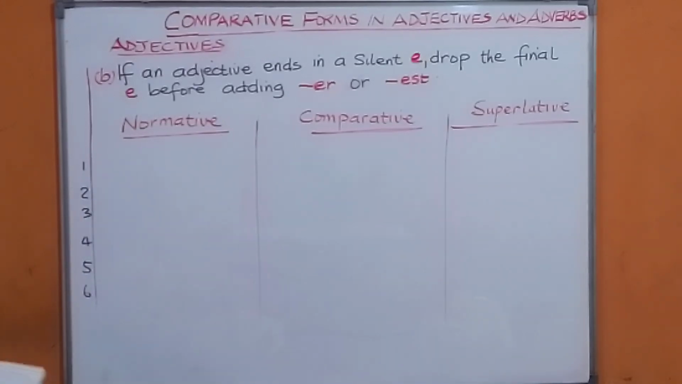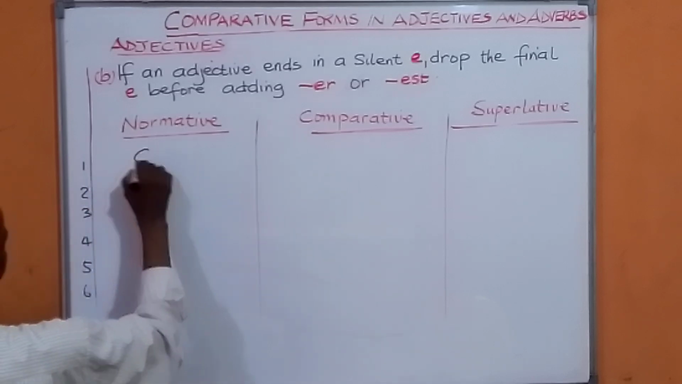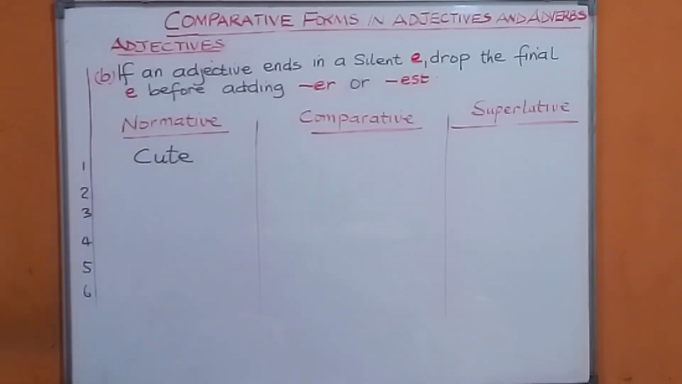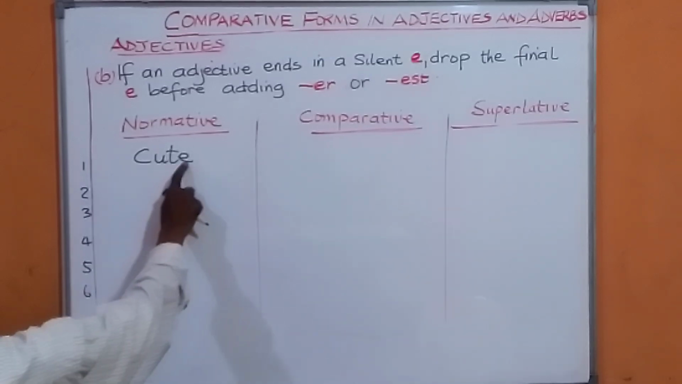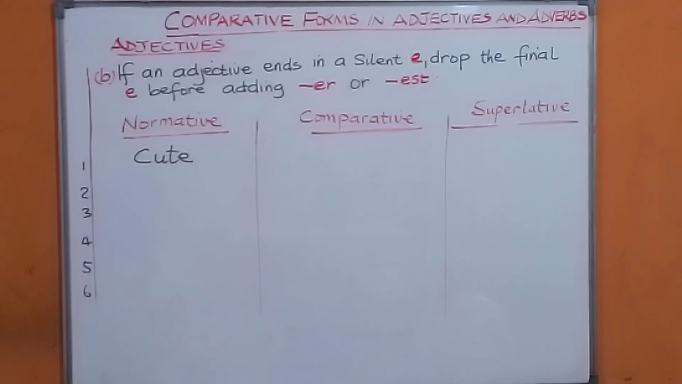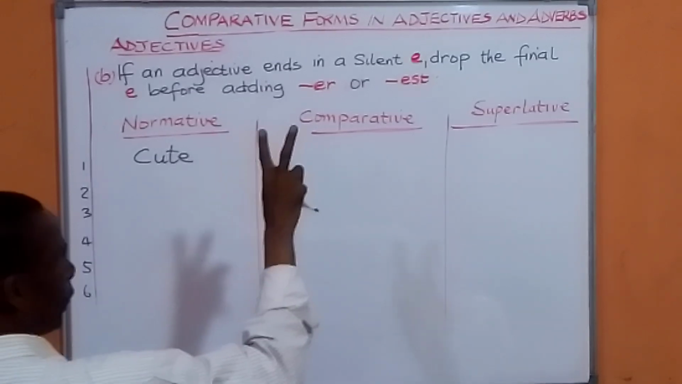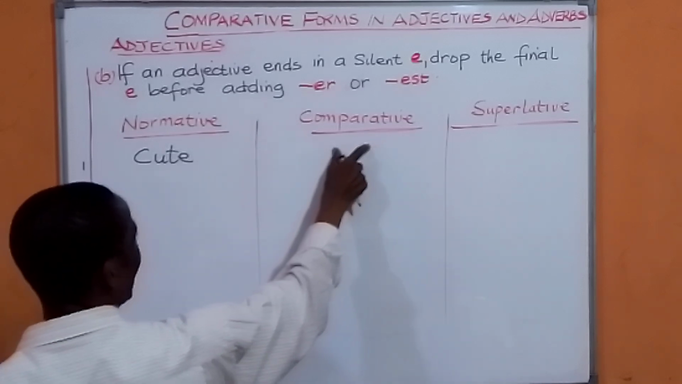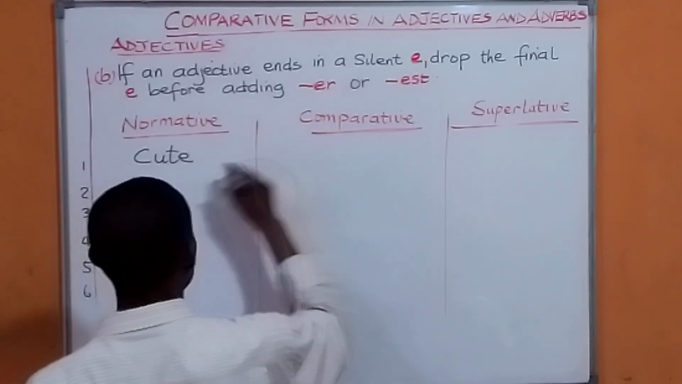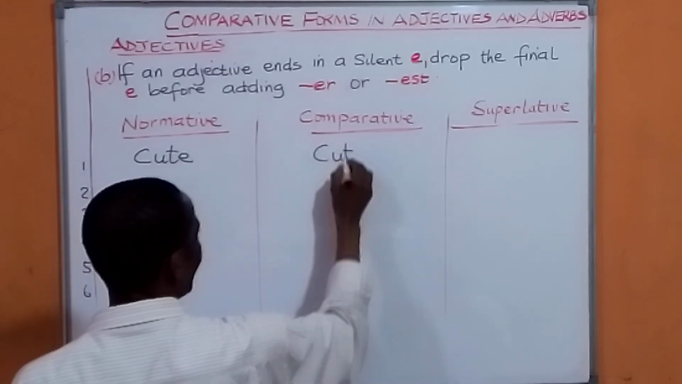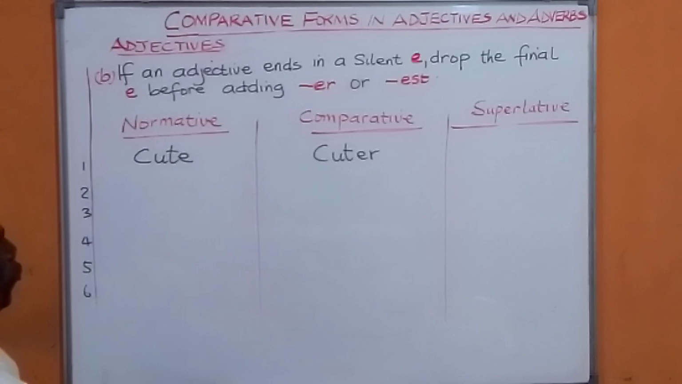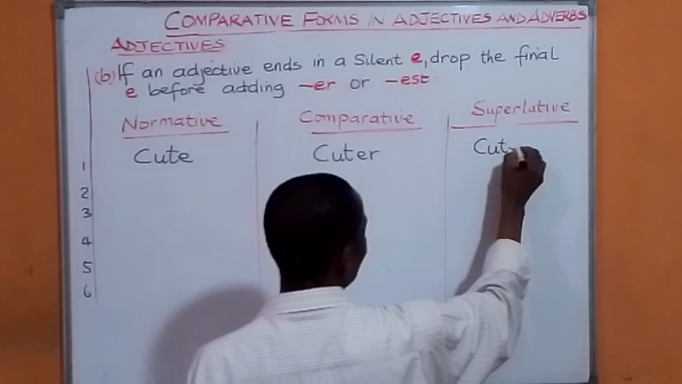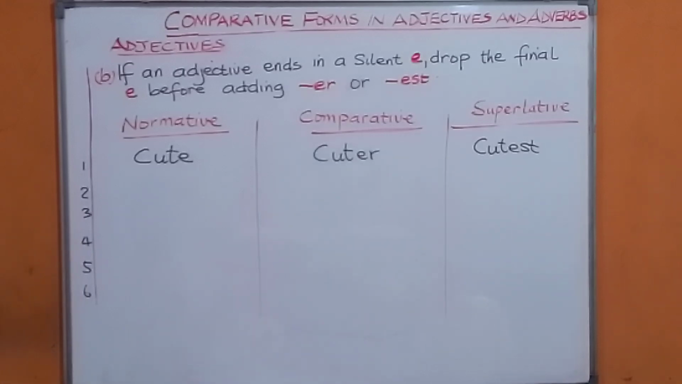Now we are going to look at some examples. Cute. You see here that this letter E is silent, so in order to make it comparative, when you are talking about 2, remember, go back to our lessons on comparative where we started on the rules, you have to remove this E and put ER. So you have cuter, and then also remove that E and put EST. That is cutest. So you have cute, cuter, cutest.